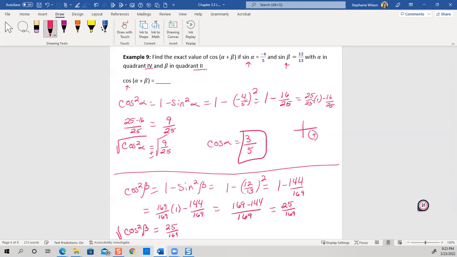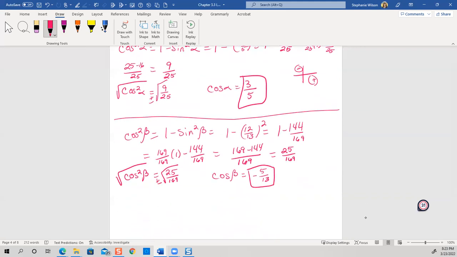I'm going to take the square root of both sides. Remember, since it's an even root, we get plus or minus. So now I got cosine beta is equal to plus or minus 5 over 13. So what I need to do now is determine, is it negative or positive? Well, cosine of beta in the second quadrant is negative. So it's right here, it's negative. So we're going to keep the negative. All right, so we are almost done.